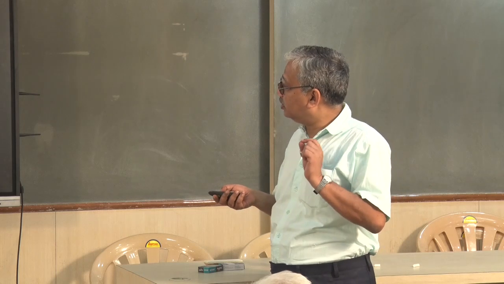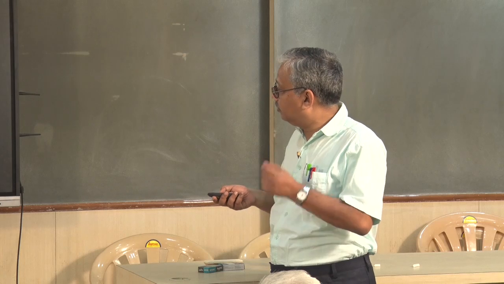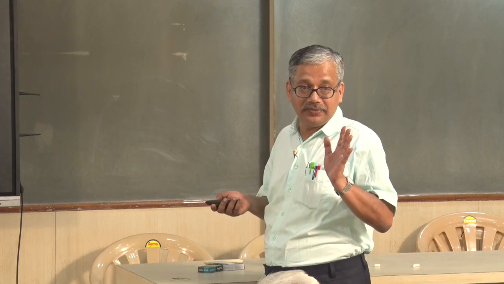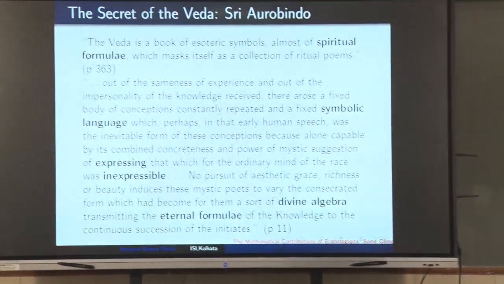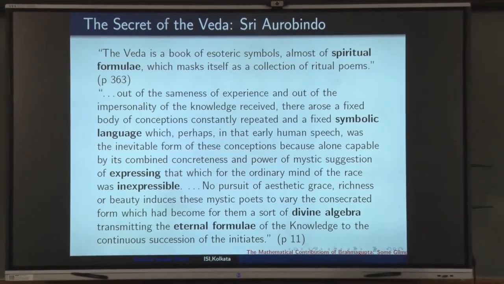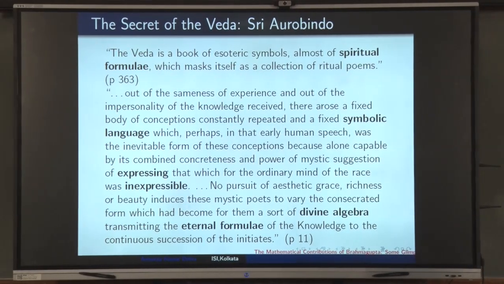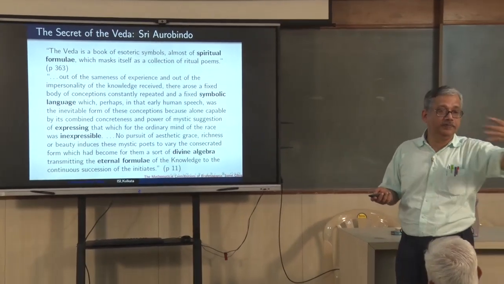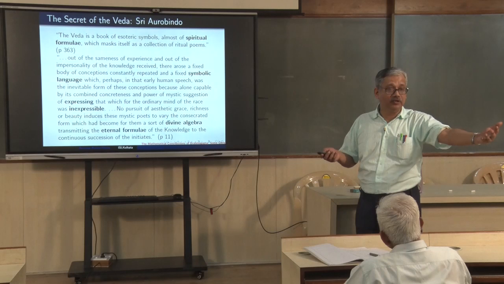So, the Veda is written in a symbolic language, which perhaps in that early human speech was the inevitable form of these conceptions, because alone capable by its combined concreteness and power of mystic suggestion, now comes a crucial phrase, of expressing that which for the ordinary mind of the race was inexpressible. So, you have some mystic truths which you have to go to a higher consciousness to reach. But to people who do not have that, how do you represent that which is inexpressible in human language?